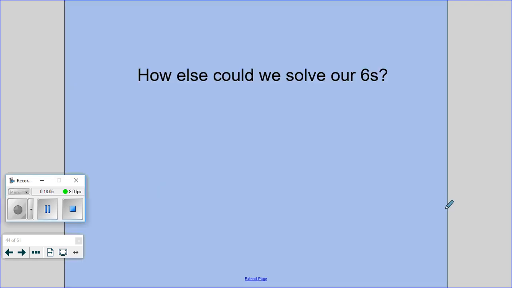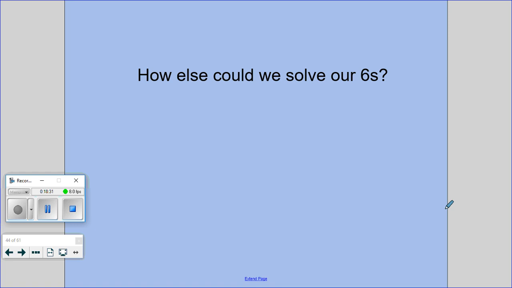We have talked about using 3s and doubling our 3s. However, we've kind of also talked about if we're using a break apart strategy, you can break it apart in any way that works best for you. So if you are really good at using your 3s, then you might break apart.